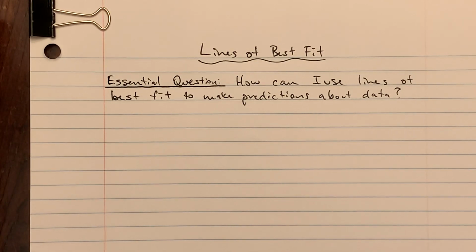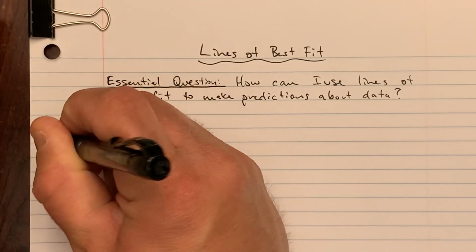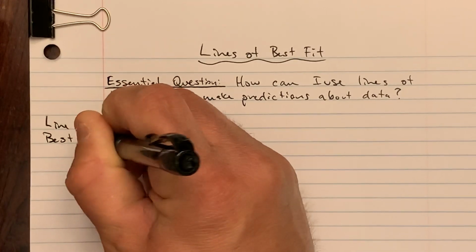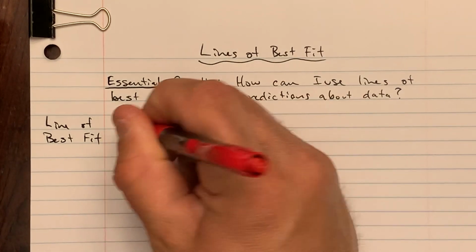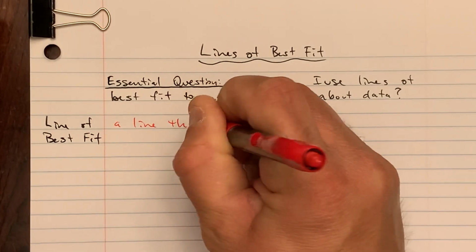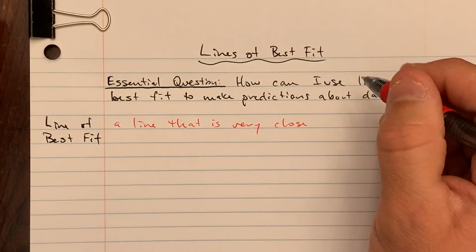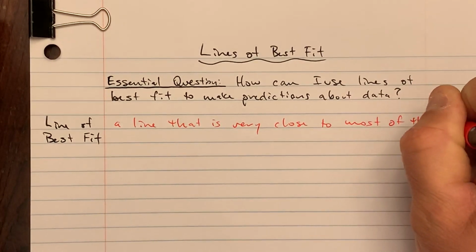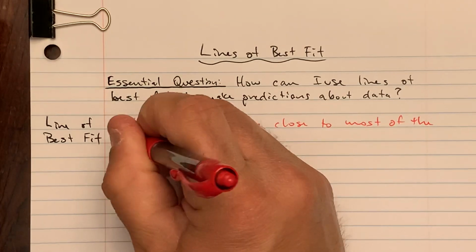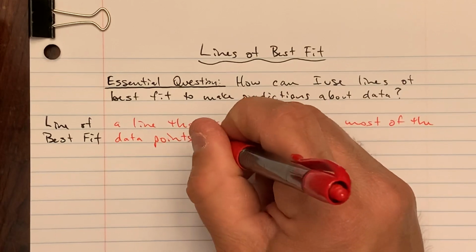So you might be wondering and asking yourself, Mr. Nowinski, what is a line of best fit? Well, here we go. A line of best fit is a line that is very close to most of the data points in a scatter plot.